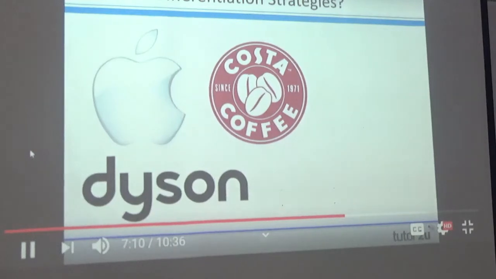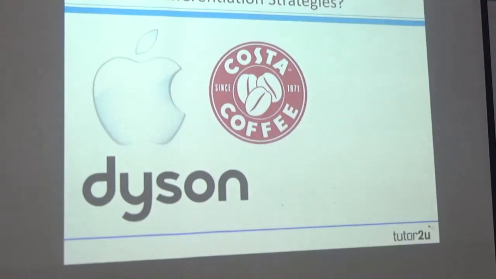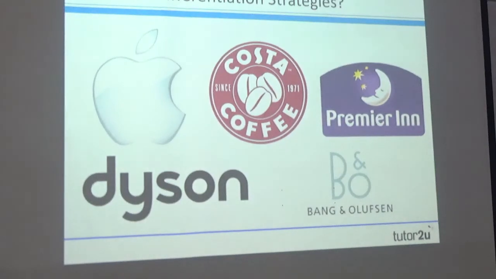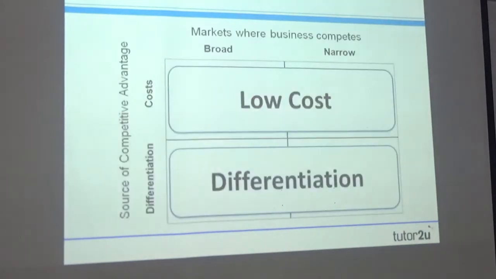Of course, Dyson has been able to differentiate its product through significant advantage in product innovation and building a brand off the back of that. And you might also argue that even a hotel business like Premier Inn, whilst it is trying to operate at a lower cost segment compared with other hotel chains, the product itself is highly differentiated in terms of its offer of a good night's sleep. And of course, luxury brands.